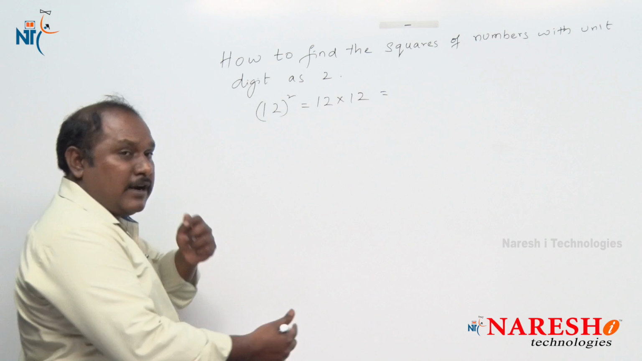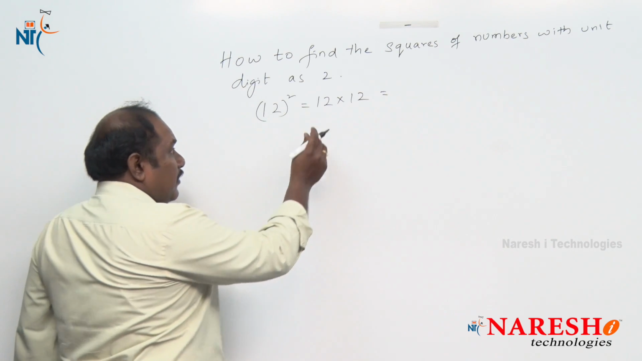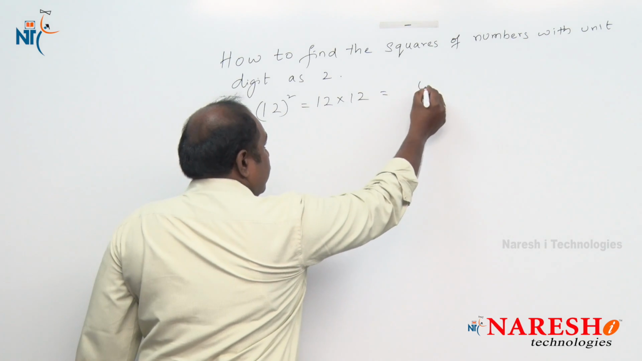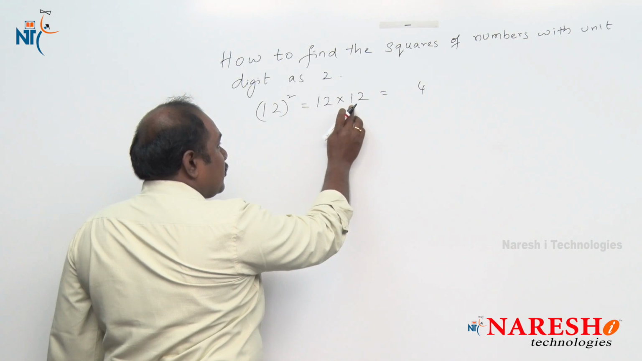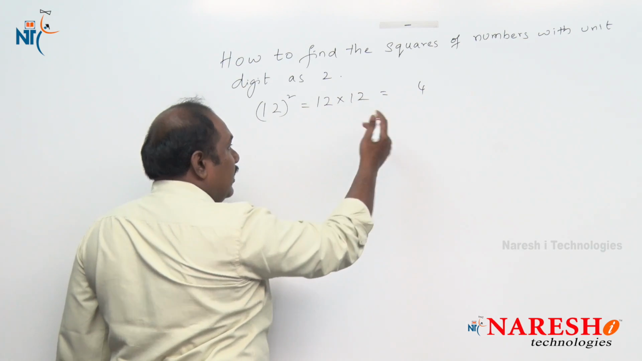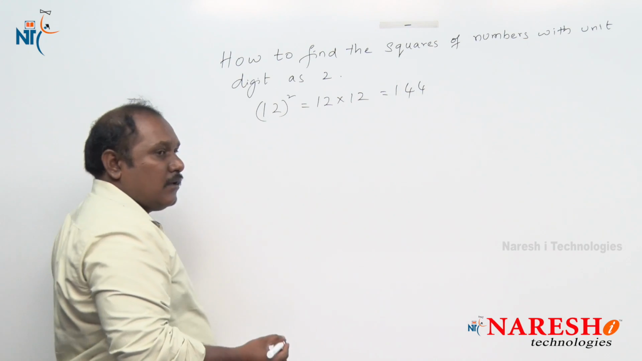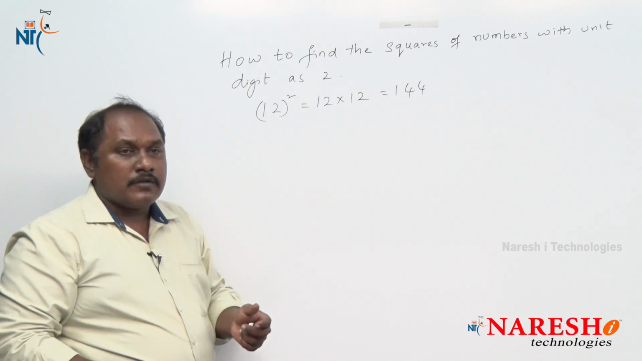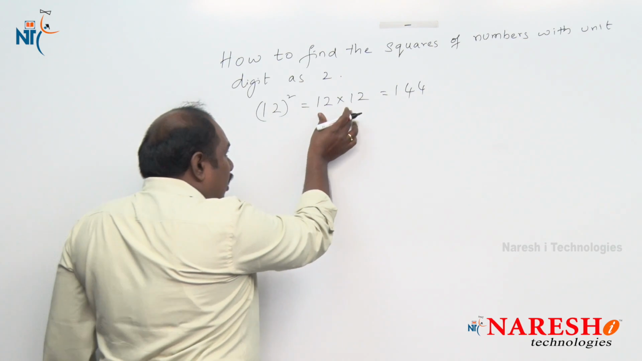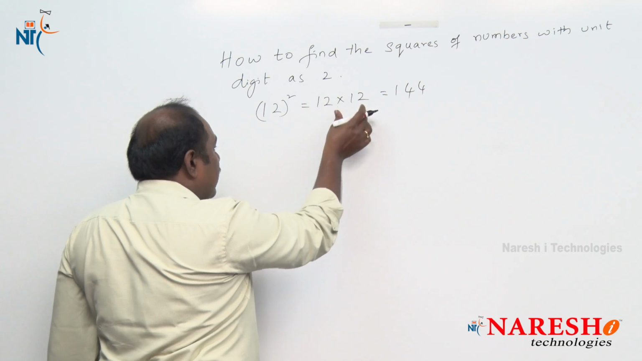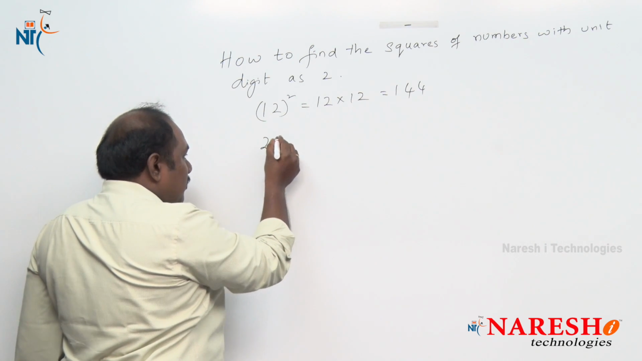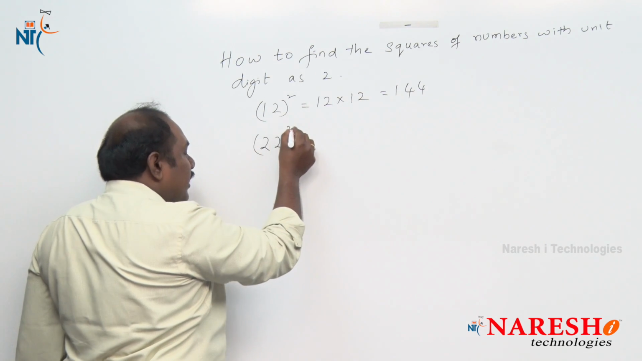Now see how we multiplied. 2 into 2, 4, 1 plus 1, 2, double it, 4, 1 into 1, 1. So 12 square is 144. So instead of writing all this, that is 12 into 12 and doing all this, we can do it like this. Suppose I want to find out 22 square.